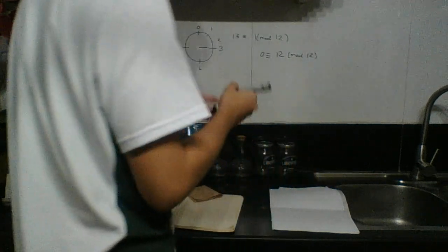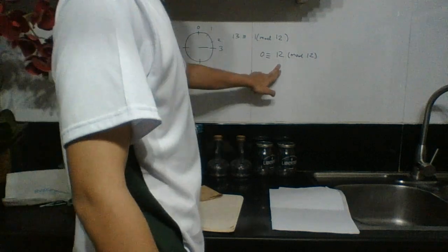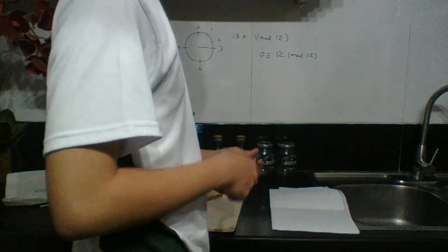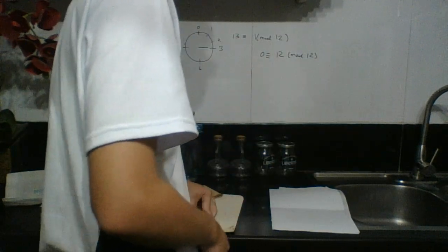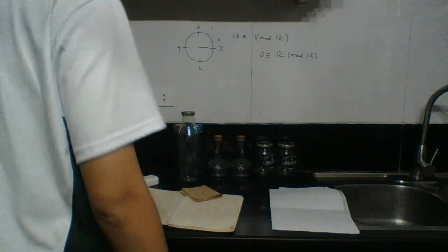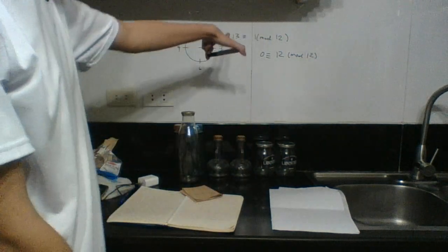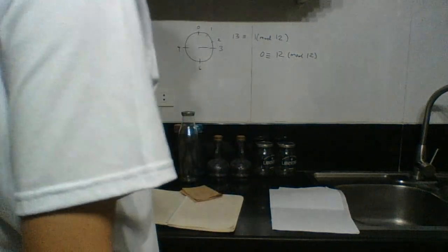But in a sense, it also encapsulates the idea of a modulo operator, because you'll notice that 0 congruent to 12 mod 12 makes sense, since 12 divided by 12 gives us 1 but there is no remainder. So that means the remainder is 0. And when we divide 13 by 12, our remainder is exactly 1.